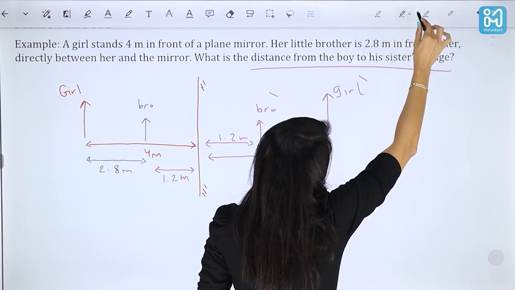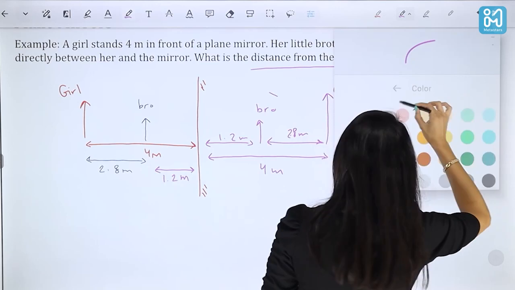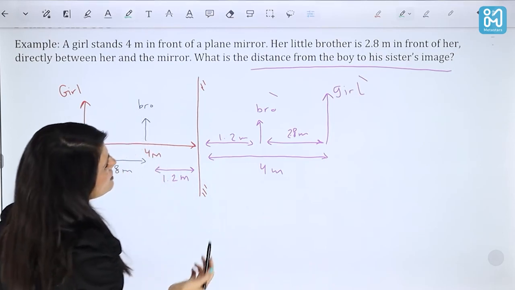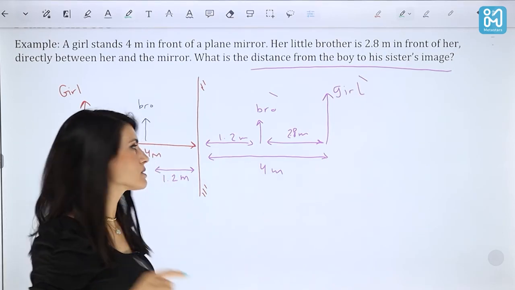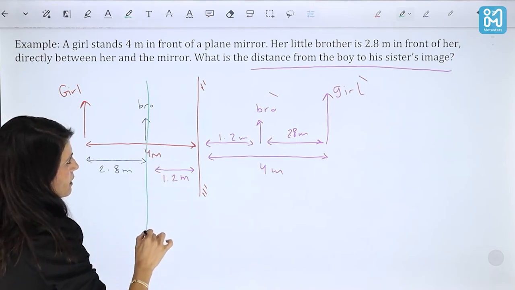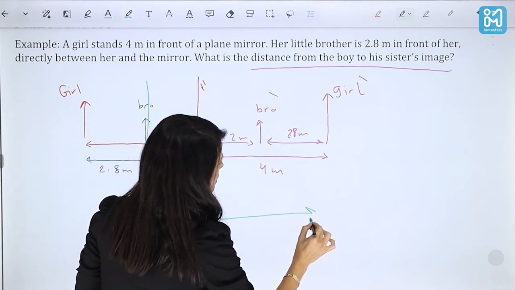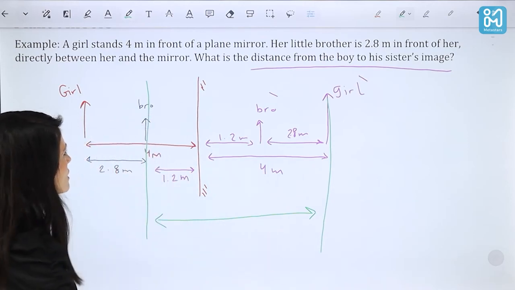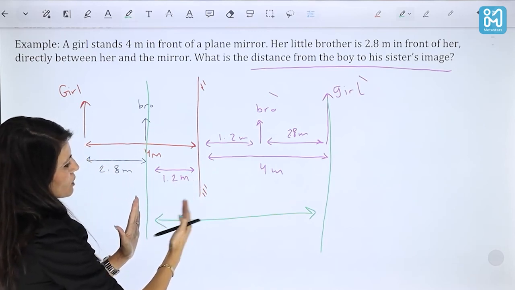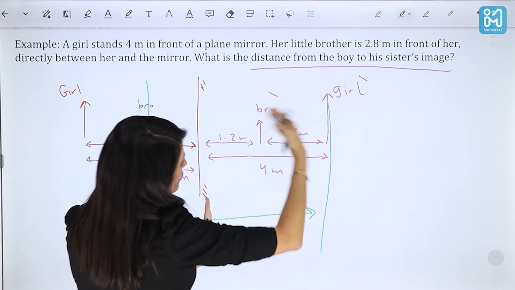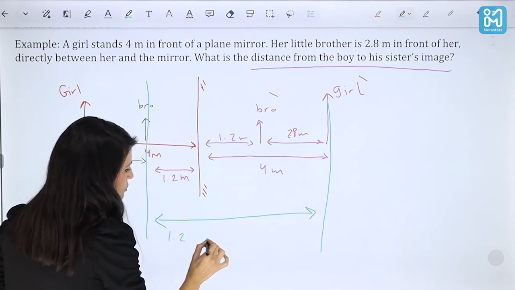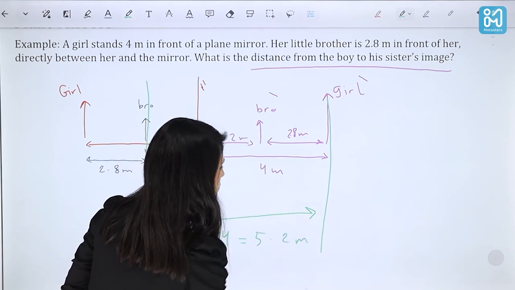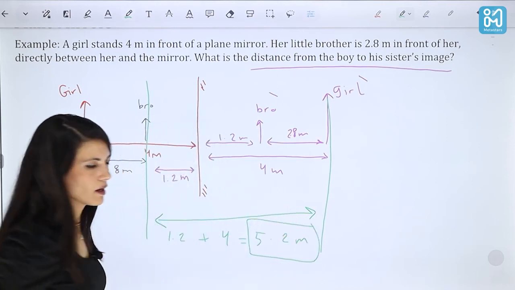Let me change the color also. I'm going to pick a green. Okay, in here. So they said, what is the distance from the boy to his sister's image? From the boy to his sister's image. Here is the image. Now, we need to know all this distance. From the brother to the mirror, it's 1.2. From the mirror to the girl is 4. So, it's going to be 1.2 plus 4, which is 5.2 meters. And this is what they are asking about.